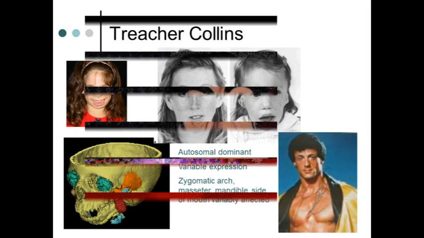It's an autosomal dominant with variable expression. The zygomatic arch, masseter, and mandible are variably affected. Of course, this is a mockery. He is not a Treacher Collins.